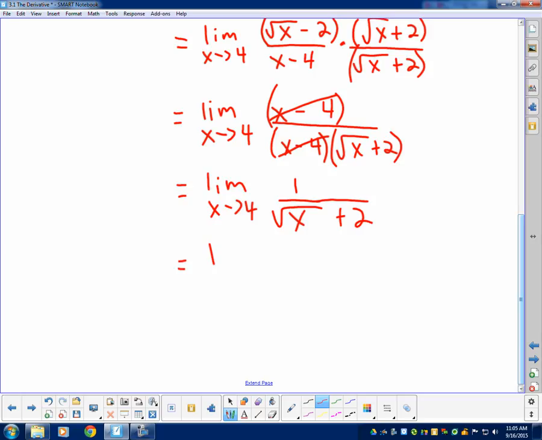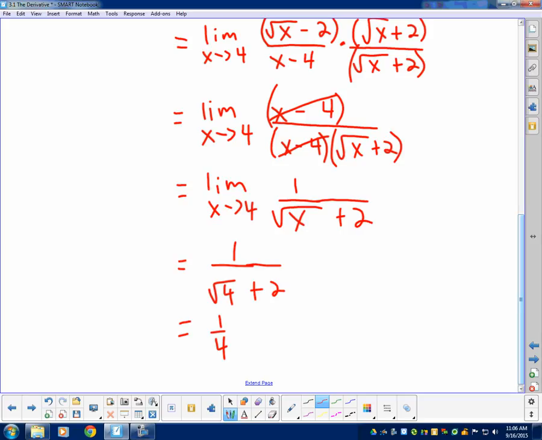So the limit as x approaches 4, let's drop the x approaches 4 and just plug in 4. So it's 1 over square root of 4 plus 2, which equals 1/4. There we go. Now we're going to ask ourselves the question, what did the question ask in the first place? Find the normal line.